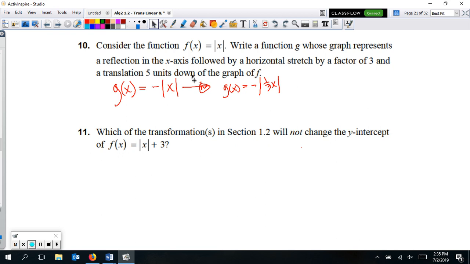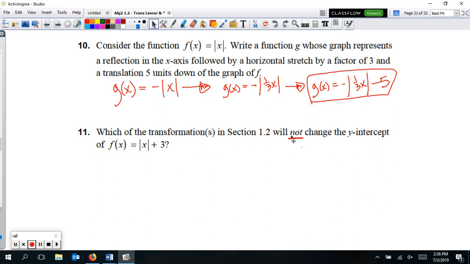And then the last part is translation 5 units down. Now remember, down would be vertical, and it's the negative direction, so it's a -5, which means you're going to subtract 5 from this entire function, which really means you're just going to put -5 in the back of this function. So, another arrow here. Here's our final function. g of x equals the negative sign from the first one, the absolute value of 1/3 x from that second one, and here's the -5 from that third one. And that's it.